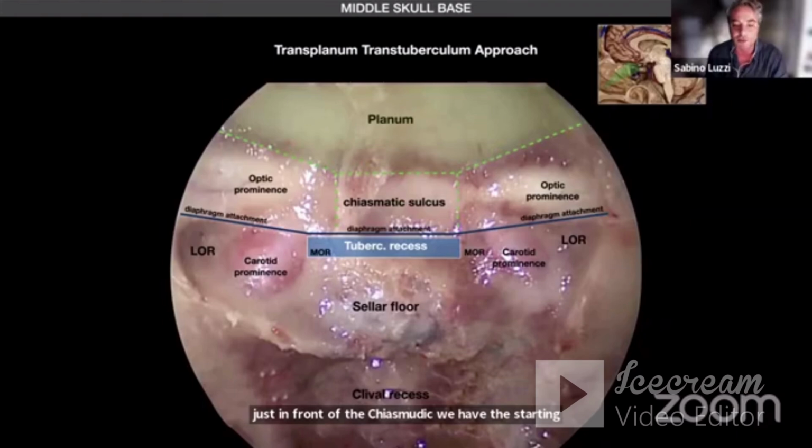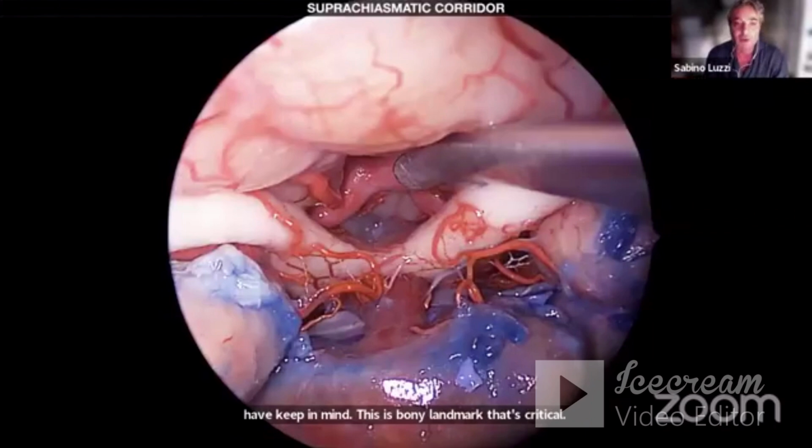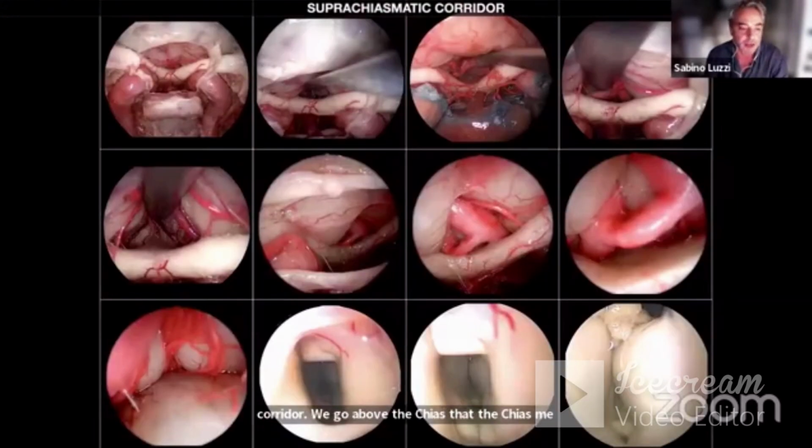So if we drill just above the tubercular recess, we will expose the chiasmatic sulcus here, and this is the route that they usually perform when they operate some tuberculum sellae meningioma here by the nose. And we have to keep in mind these bony landmarks that are critical. When we open the sella here, we have two different options for treating the intradural structure. We have a suprachiasmatic corridor here, and in the suprachiasmatic corridor, we go above the chiasm here. And through the lamina terminalis, we can approach the entire third ventricle.